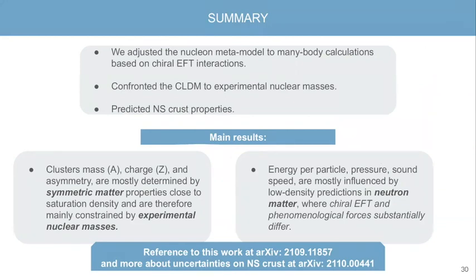So I came to the end of the talk. Just to summarize what we did: we adjusted the nucleon meta-model to many-body calculations based on Chiral EFT interactions, confronted the CLDM to experimental nuclear masses, and predicted the neutron star crust properties. The takeaway message is that cluster masses, charge, and asymmetry are mostly determined by symmetric matter properties close to saturation, and therefore these quantities are constrained by experimental masses.